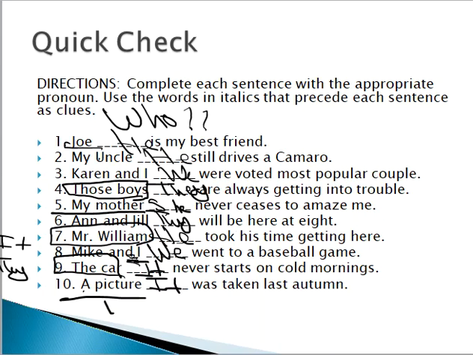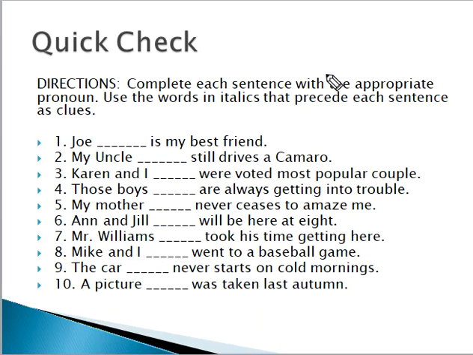There you have it, guys. Let's move on to the next type of pronouns.